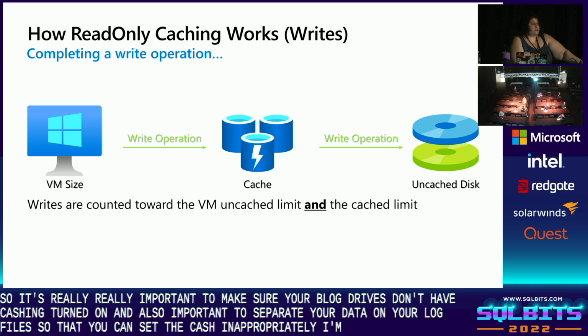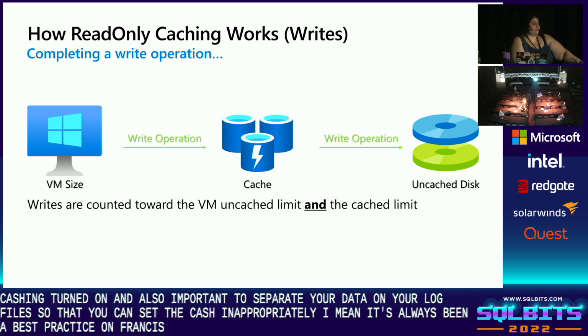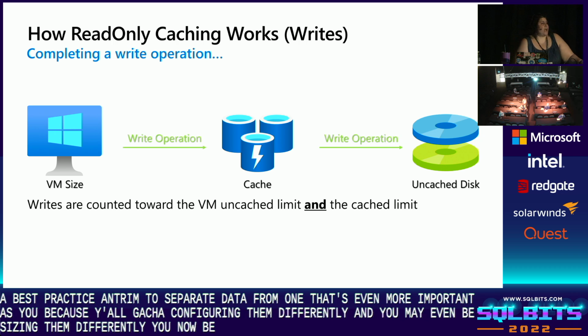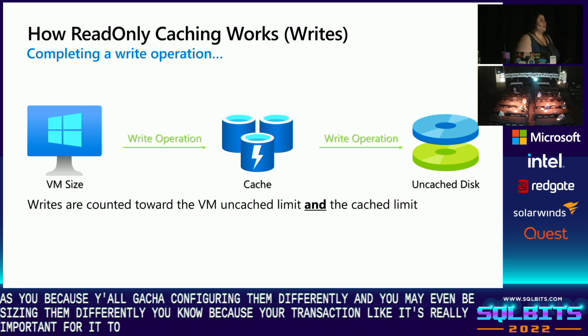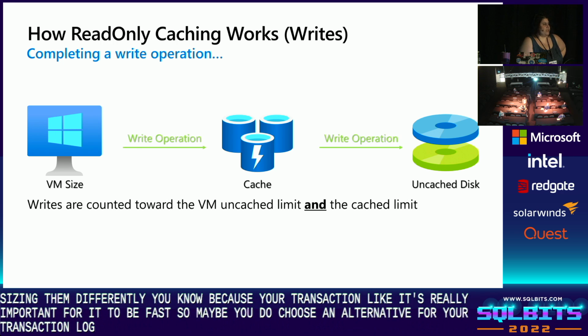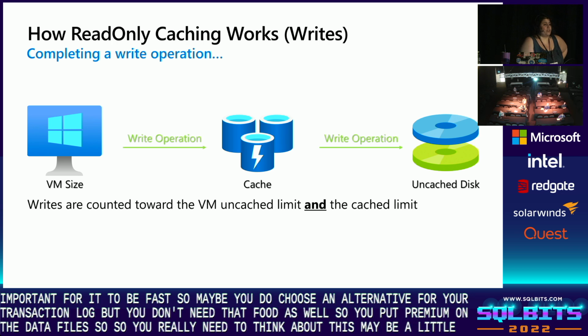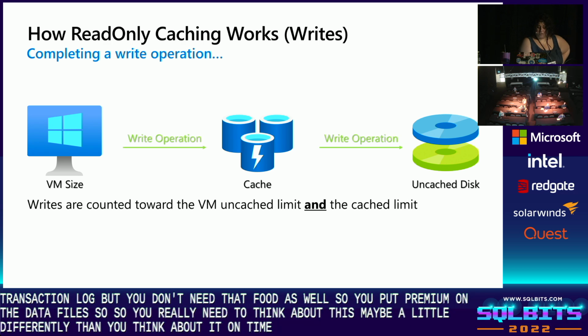I mean, it's always been a best practice on-prem to separate data from logs. It's even more important in Azure because you're actually configuring them differently. And you may even be sizing them differently, because your transaction log is really important to be fast. So maybe you do choose an ultra disk for your transaction log, but you don't need that for your data files, so you put premium on the data files. So you really need to think about this maybe a little differently than you think about it on-prem, okay?